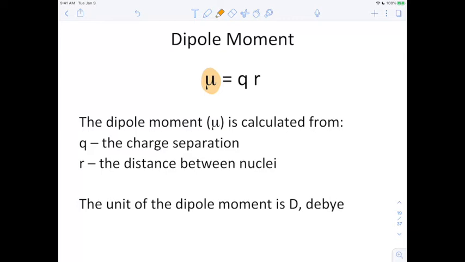And down at the bottom it says the unit of the dipole moment is D, the debye. Your book does not go into calculations, so I am not going to require you to know calculations. Just what's on this page, I want you to know and understand how we get the dipole moment. But again, I won't ask you to do calculations here. So any questions on anything there?